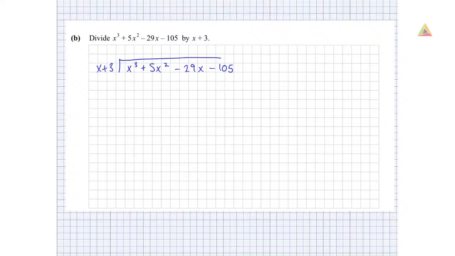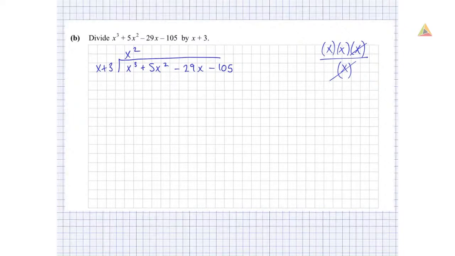So what we need to do first is divide x into x cubed. So x cubed is x by x by x divided by x. So they cancel and we're left with x squared. So that's what's going to go up here. So x multiplied by x squared and then 3 by x squared. So x by x squared gives us x cubed, and then 3 by x squared gives us 3x squared. Now remember we changed the signs, so this is going to become negative and this is going to become negative.